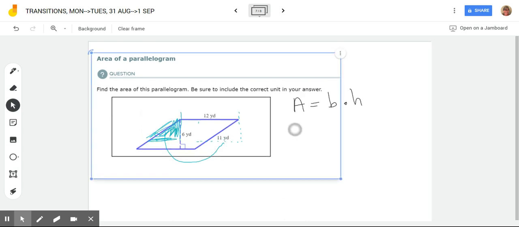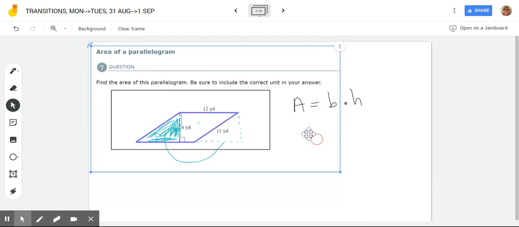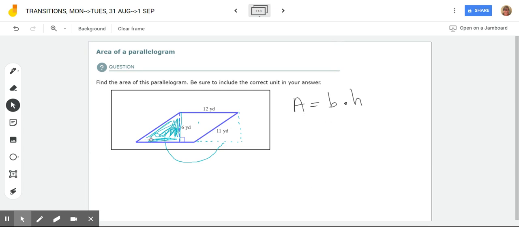Okay, base times height. So the question is, what's the base? See how they've measured the height? They've measured the height right here with that right angle, that perpendicular. So the height is going to be 6. The side that it touches is the base, and the opposite sides in a parallelogram are the same. So the base is going to be 12. So area equals 72 yards squared.